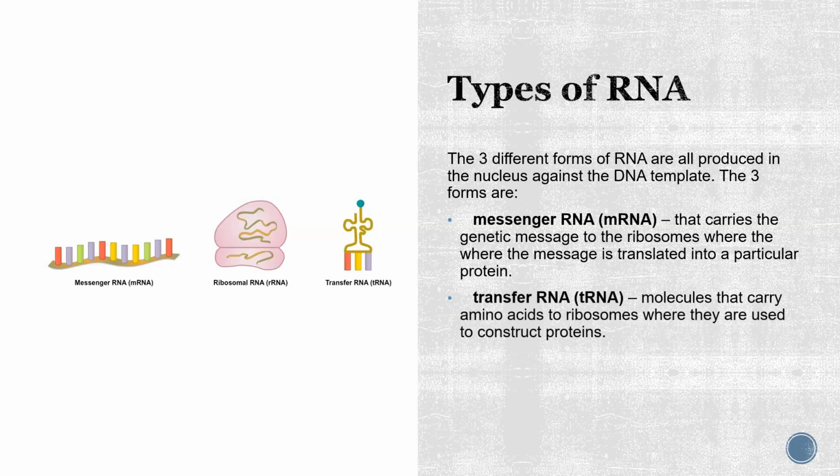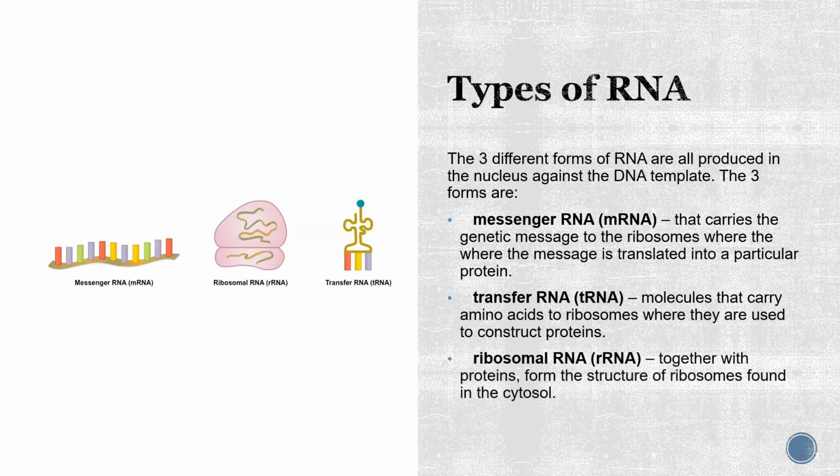We've got transfer RNA. Those molecules carry the amino acids to the ribosome, and that's where they construct the protein. We can also get ribosomal RNA, and together with proteins, these form the structure of the ribosome in the cytosol.